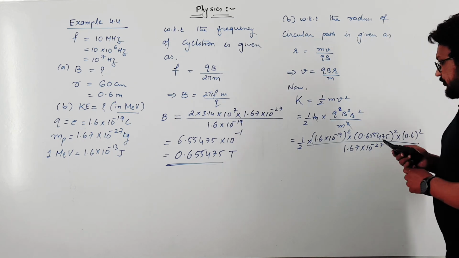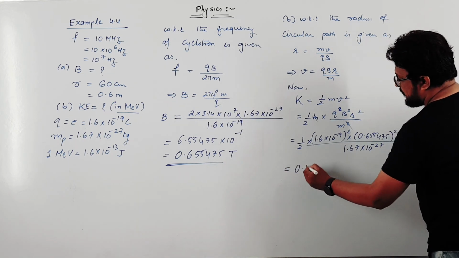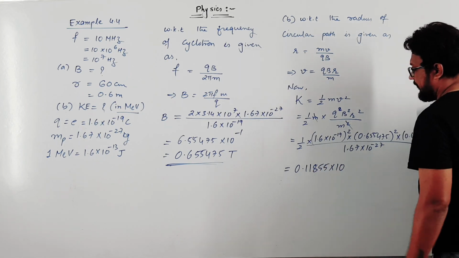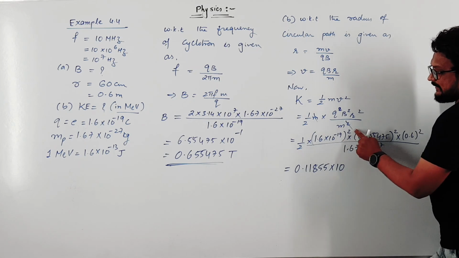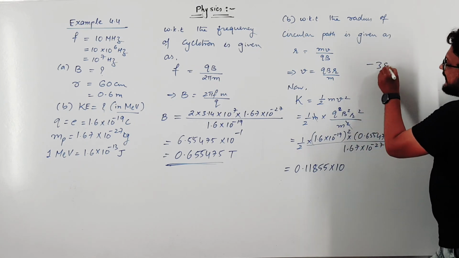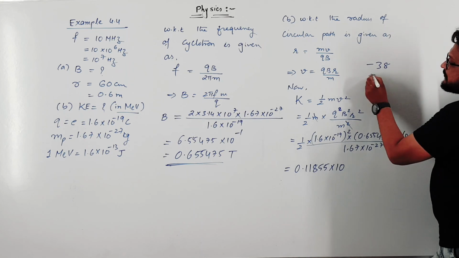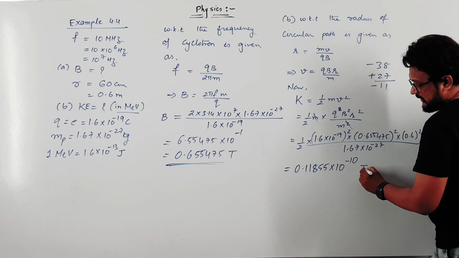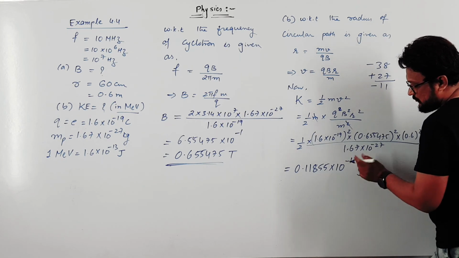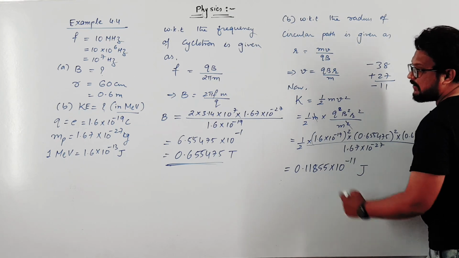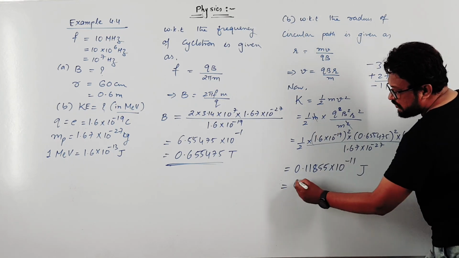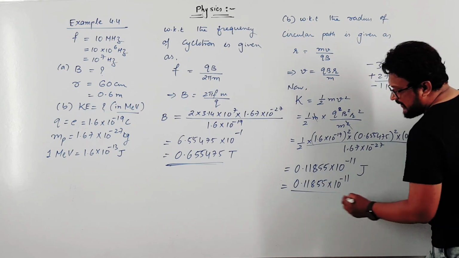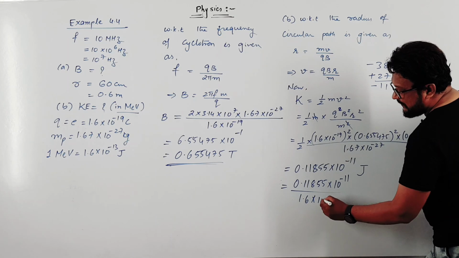This will be equal to 0.11855 and so on into 10 to the power, now look, minus 19 into 2 is minus 38 and this 27 will move up. So plus 27 will give you minus 11. So 10^-11 joule, right? This is in joule, but we want it in MeV. So this is equal to 0.11855 × 10^-11 divided by 1.6 × 10^-13.